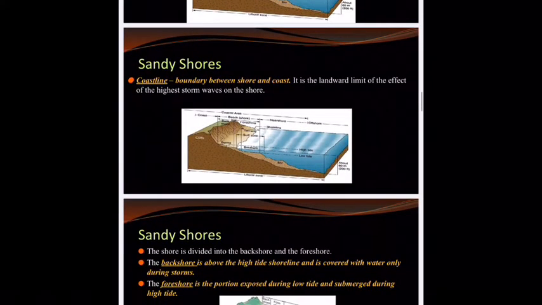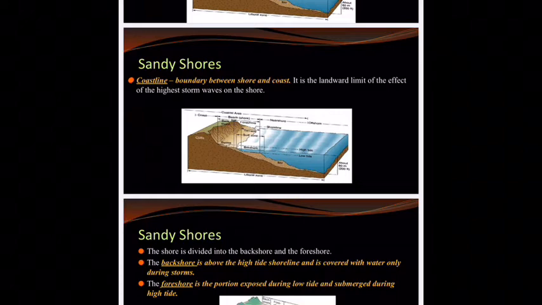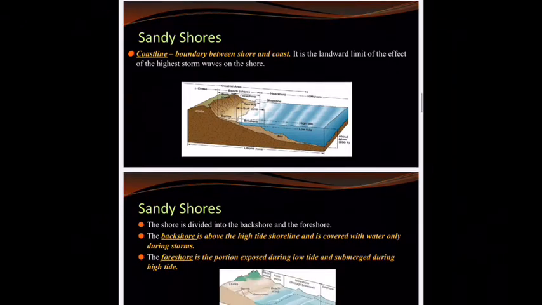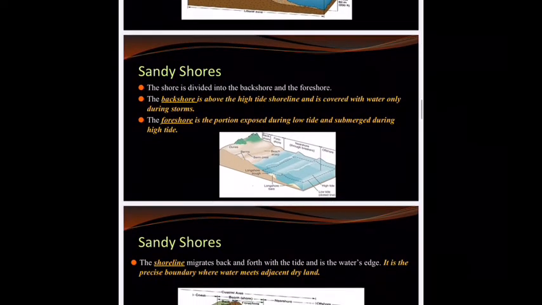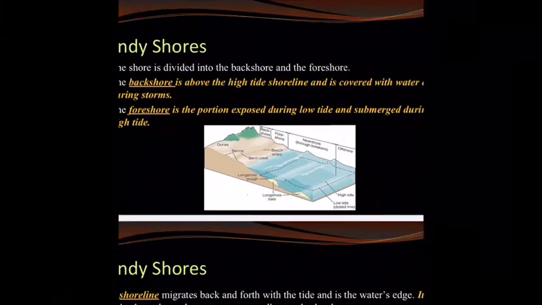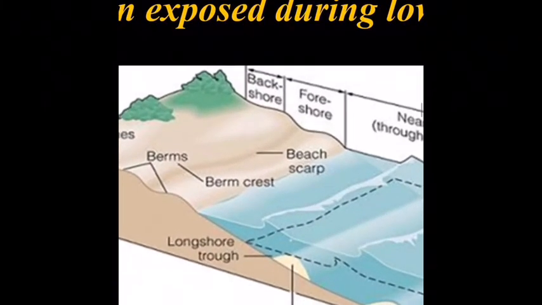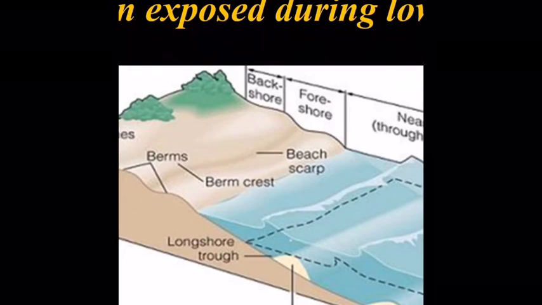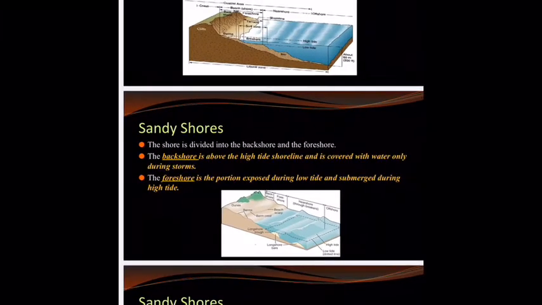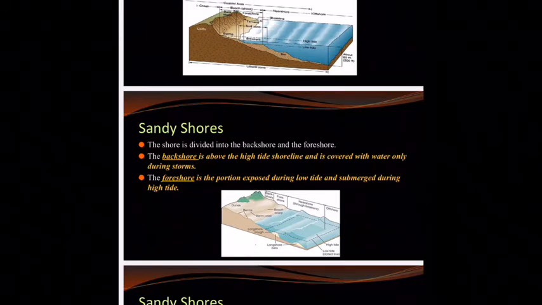Alright, so the coastline is the boundary between the shore and the coast. That one's easy enough. Alright, so the shore is divided into the back shore and the foreshore. Okay, so it makes sense that the back shore is in the back and the foreshore is in the front. Okay, so back shore is above the high tide line and it's covered with water only during storms, so not usually wet. Okay, the foreshore is a portion exposed during low tide and submerged during high tide. So this is the part where the tides are going in and the tides are going out in the foreshore.